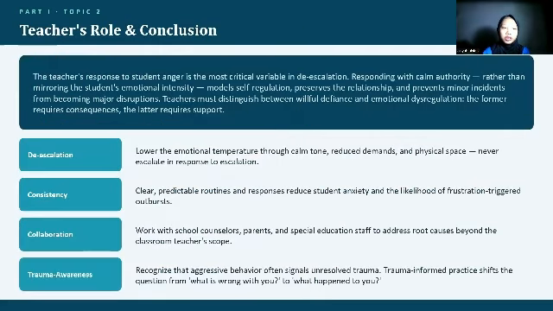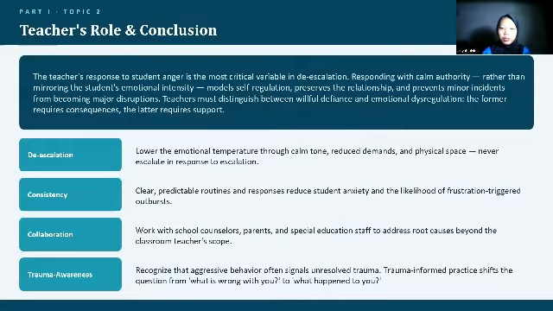Teacher role and conclusion. The teacher's response to student anger is the most critical variable in escalation. Respond with calm authority rather than mirroring the student's emotional intensity.